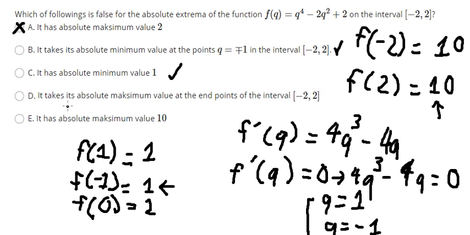D, it has its absolute maximum value at the end point of the interval. They mention negative 2 and positive 2, which are the end points. So this is correct. And the last one is about 10. That is correct. So A is the final answer.